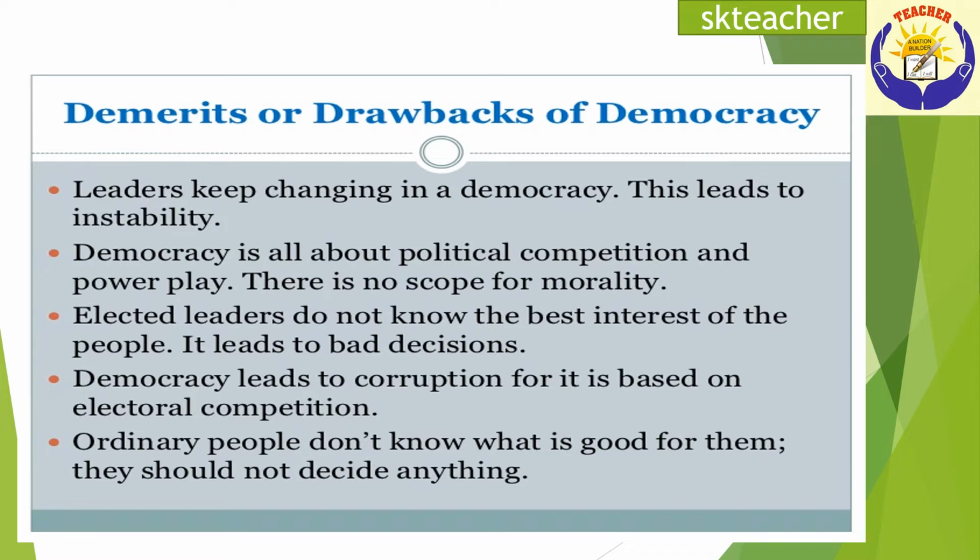Fourth point, democracy leads to corruption, for it is based on electoral competition. So to win in the election, several times people give bribes. Through the way of giving money, they collect the votes. So democracy leads to corruption. Next point, ordinary people don't know what is good for them. They should not decide anything. Yes, here always the political higher authorities and leaders alone take the decision. Common men don't have value in a democracy. In this way, we have 5 important demerits of democracy given in this part. Okay, so now we will move to the merits of democracy in the next slide.